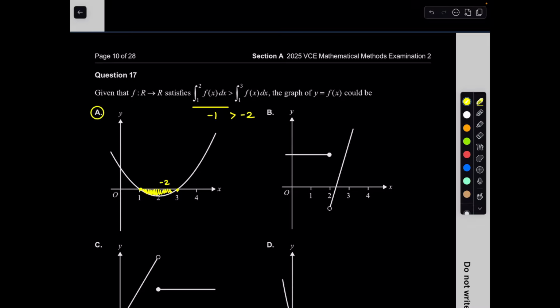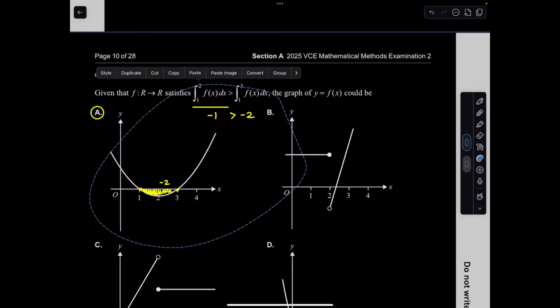And I'm just going to put A as the answer first. We're going to try the other ones, of course, yeah? So you see how I'm going to work through this question? I'm just trying to check if they're all fitting that condition.